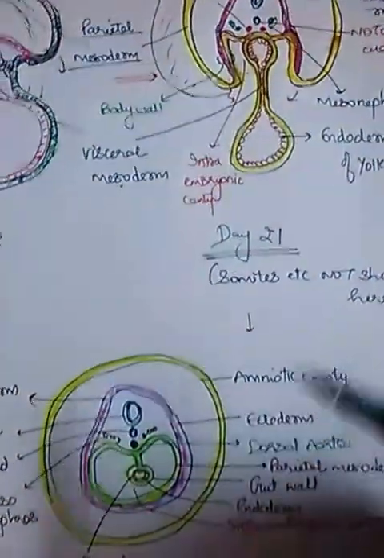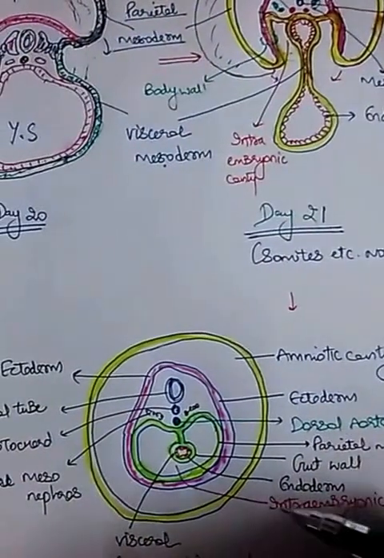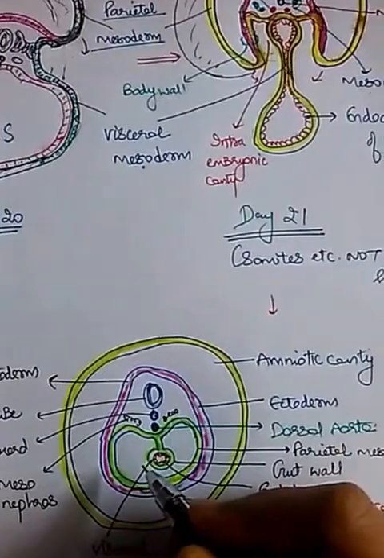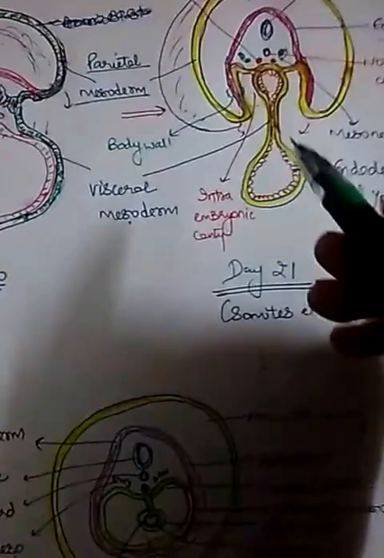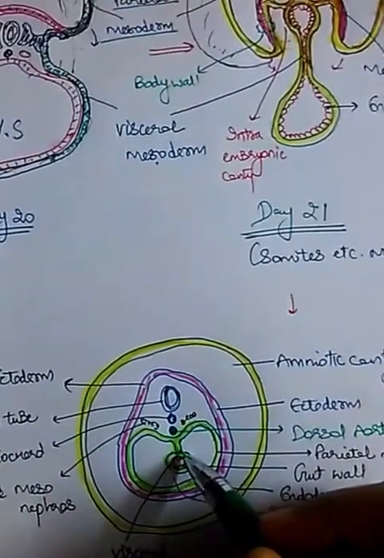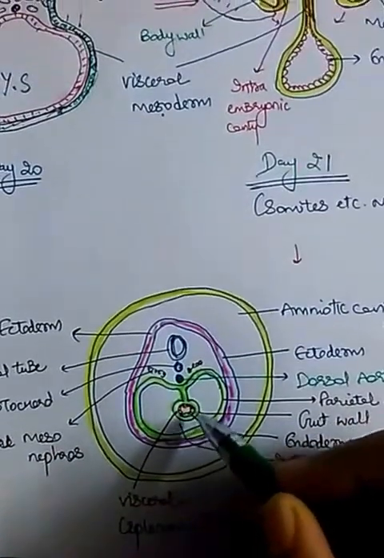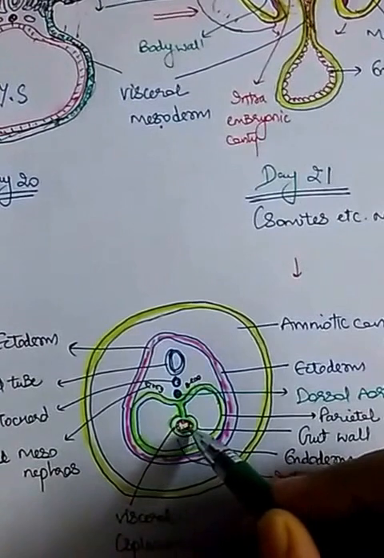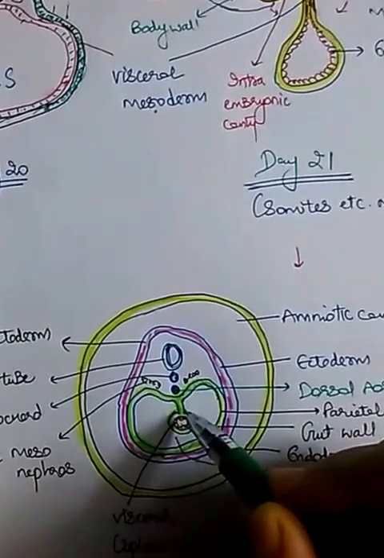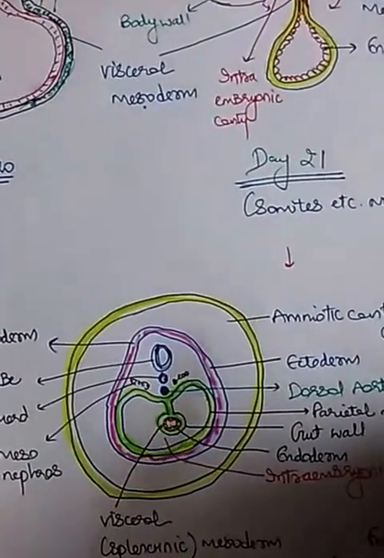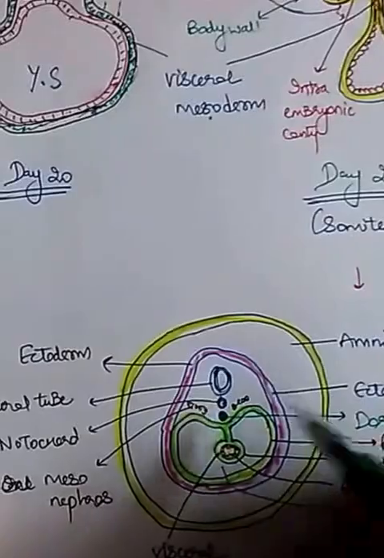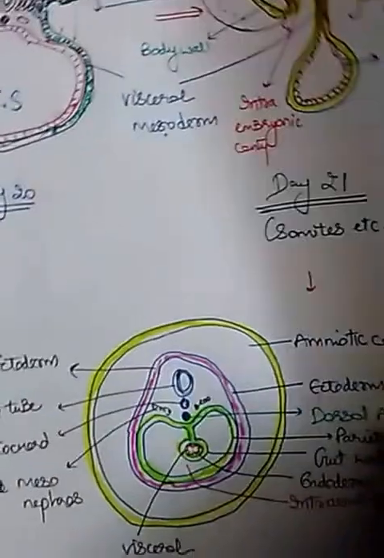These are the lateral body folds, or you can say simply parietal mesoderm, and the cavity in between. This is the endoderm of the yolk sac. It has got constricted here like this, as you can see, so it will form the gut wall. This is the visceral mesoderm. Inside there is endoderm. It will later on form the gut wall. So this thing should be clear to you.